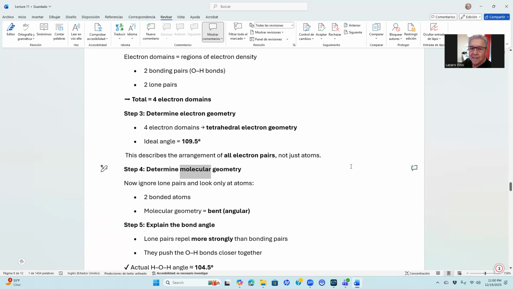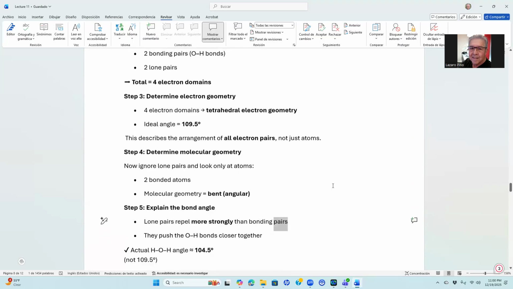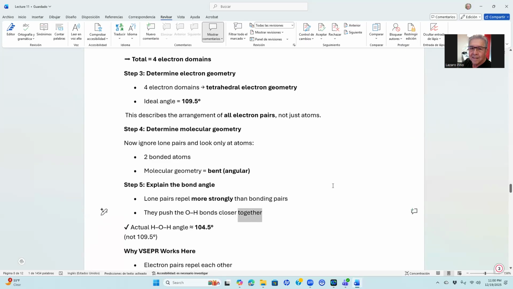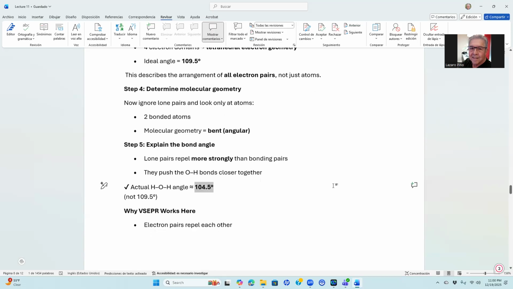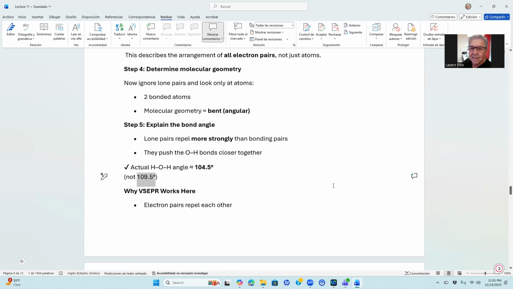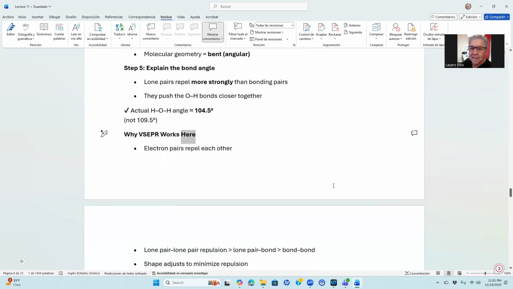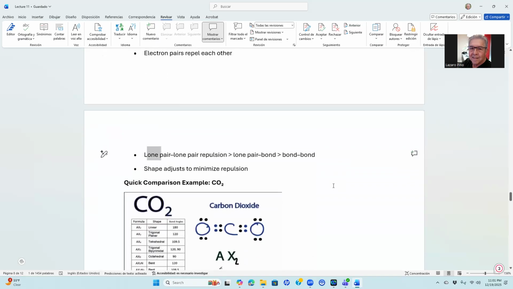Step 4, determine molecular geometry. Now ignore lone pairs and look only at atoms. 2 bonded atoms. Molecular geometry equals bent, angular. Step 5, explain the bond angle. Lone pairs repel more strongly than bonding pairs. They push the O-H bonds closer together. Checkmark: the actual H-O-H angle is approximately 104.5 degrees, not 109.5 degrees. Why does VSEPR work here? Electron pairs repel each other. Lone pair repulsion is greater than bond-bond repulsion. Shape adjusts to minimize repulsion.